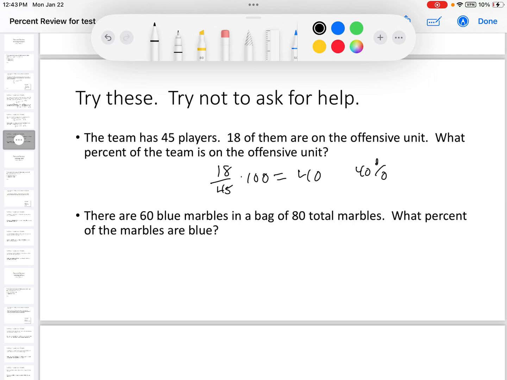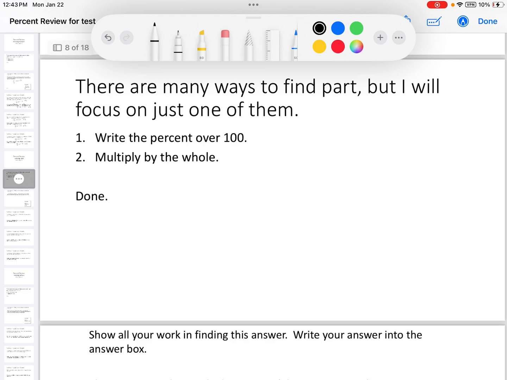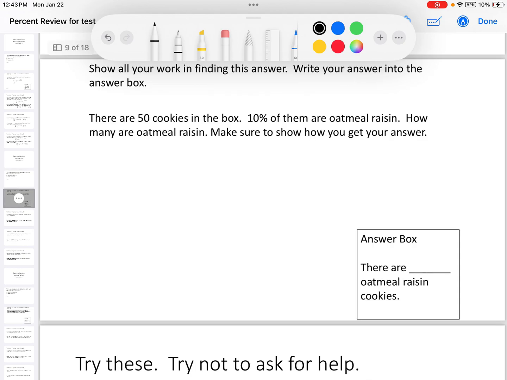60 blue marbles, 80 total marbles, 60 out of 80 times 100. 60 divided by 80 times 100 is 75%. Okay, that was finding percent. Now we're going to find part. So, write the percent over 100, multiply it by the whole, finished.